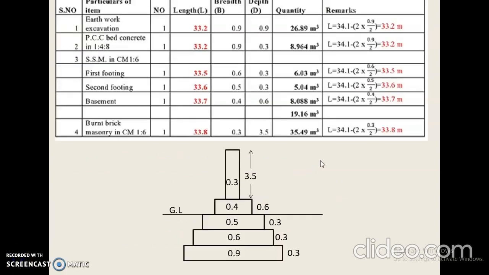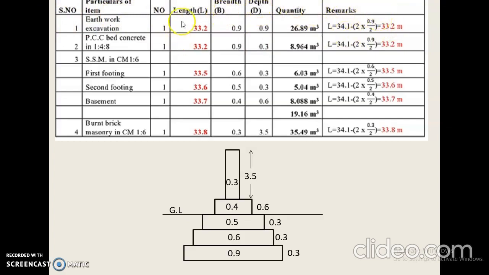Of course, in this problem, the total centerline length is 34.1 meter and there are two junctions. This is the standard measurement form you can see, and it should contain serial number, particulars of item, number, length, breadth, depth, quantity and remarks.